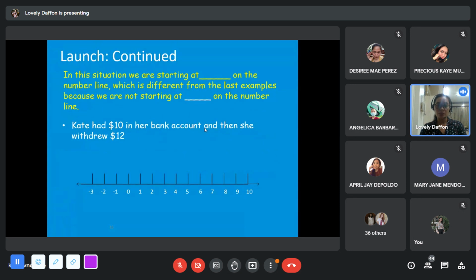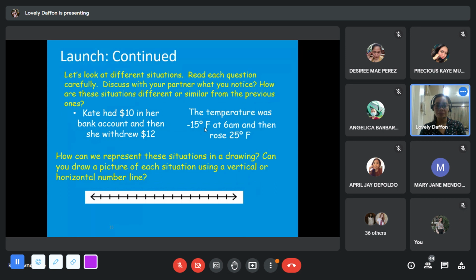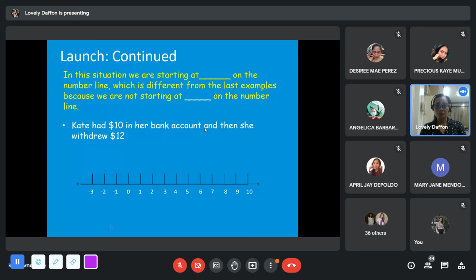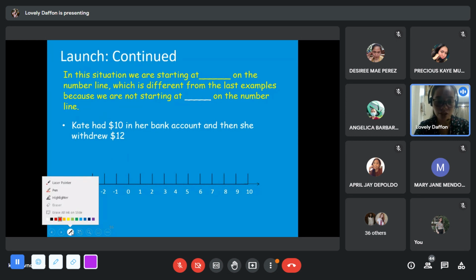So for example, we have here our first problem. Kate had $10 in her bank account. So you try to note. So you have here Kate, na siya'y $10. So say we have 10, that is positive 10.